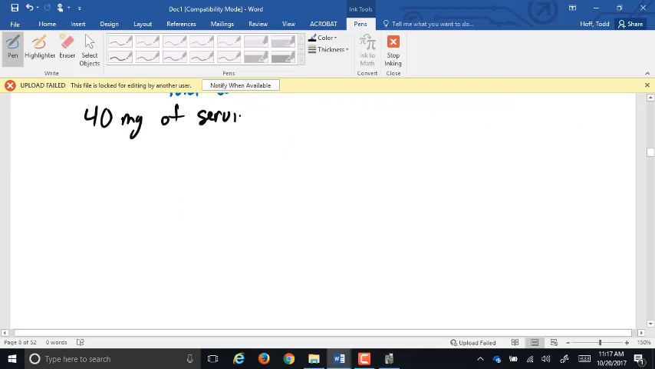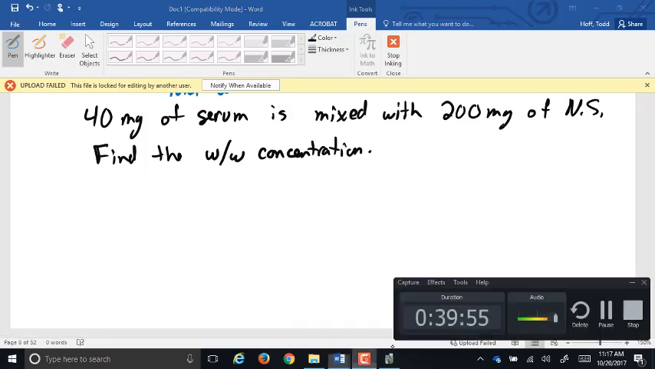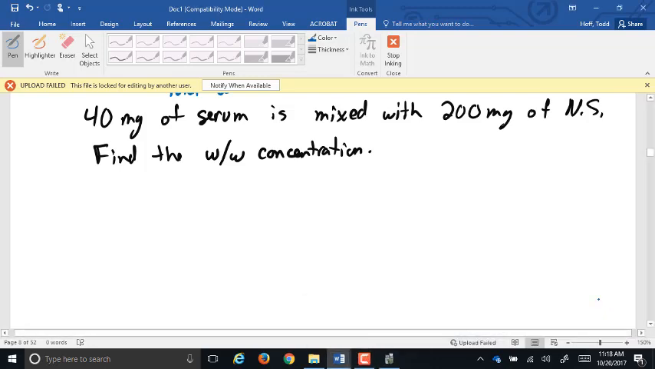So let's say we have 40 milligrams of serum mixed with 200 milligrams of saline. Find the weight and weight concentration. This one's almost cruel to ask after the last one because it's the same type of thing, but it's weight and weight. Since it's weight and weight, we can add them, can't we?